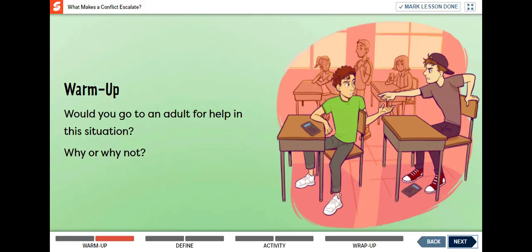Would you go to an adult for help in this situation? Why or why not? This is an example of a minor conflict. Therefore, you probably wouldn't need an adult to help solve it. Like this example, most social conflicts begin small. Today, we'll learn to recognize when a minor conflict is beginning to escalate into a major one, so we can take steps to de-escalate it.